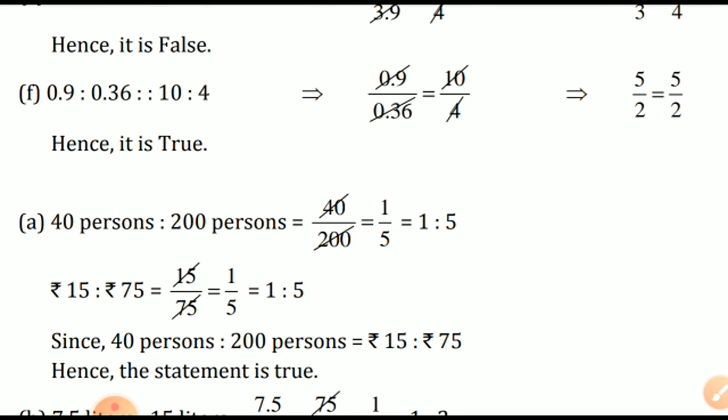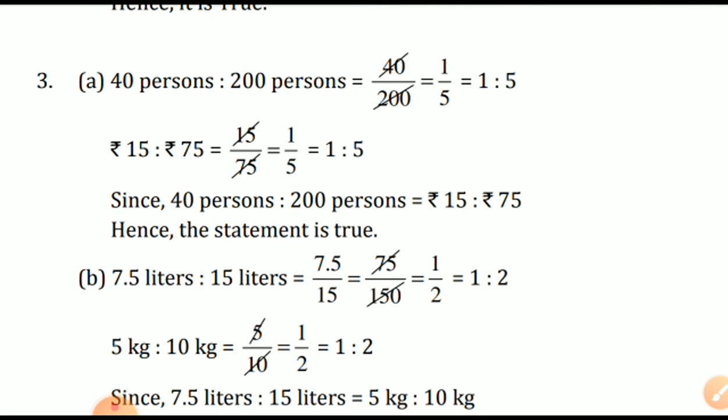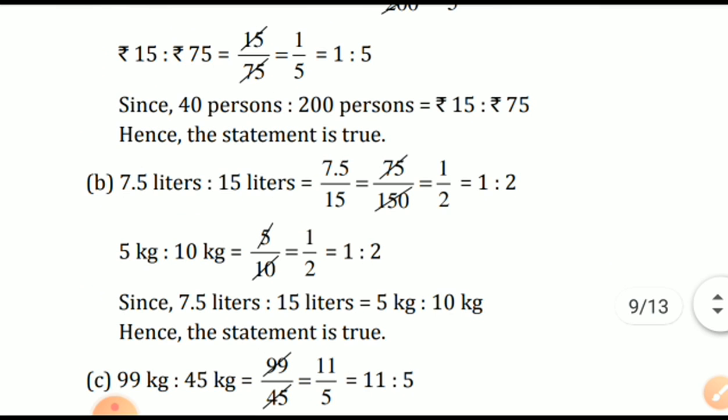40 persons is to 200 persons. That means 40 upon 200. That means 1 upon 5. Answer is 1:5. That way 15:75 will give us a 1:5. Since 40 is to 200 is equal to 15 rupees to 75 rupees, hence the statement is true. B. 75 liters and 15 liters. That's a 1:2. So 5 kg and 10 kg. Are they in proportion? Yes, 1:2. Both the ratios are equal. That means this statement is true.